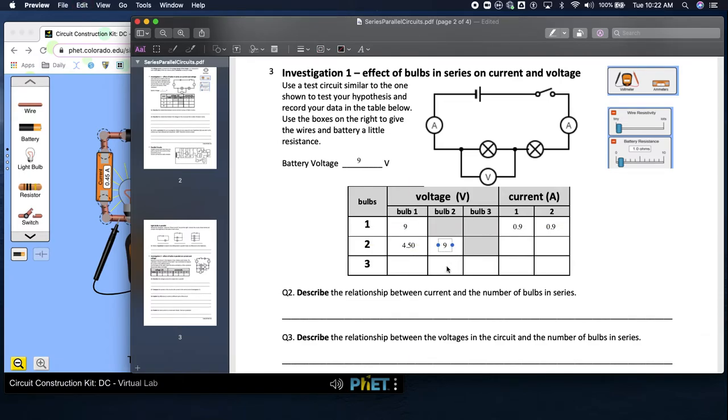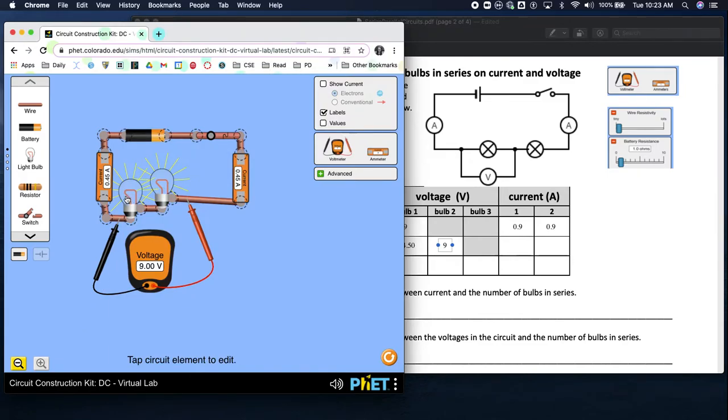All right, so now let me ask you this. How much voltage is our battery putting out? 9 volts. 9 divided by 2 is? So that means each bulb is using 4.5 volts. So if I have 4.5 volts for this bulb, 4.5 volts for this bulb, add them together, and that gives me 9 volts. Okay, 4.5 here, 4.5 here, all right? Our current is 0.45 on both of our ammeters.